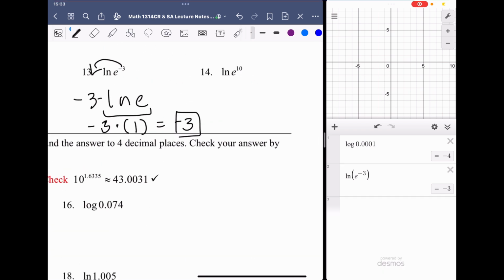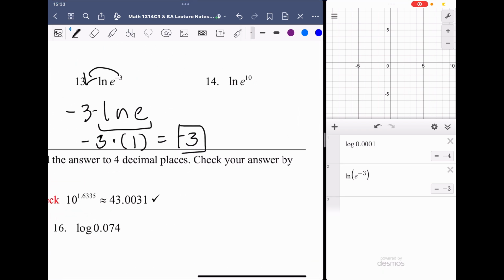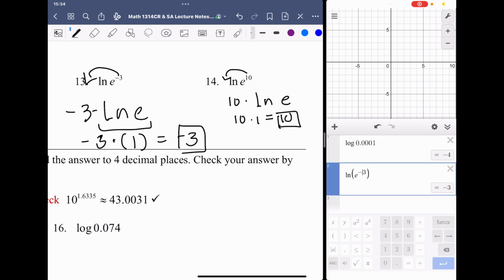And then we have the ln of e to the 10. This exponent goes in front, so it's 10 times ln of e, so 10 times 1 equals 10. So we do that one more time. Instead of the negative 3, we're going to use 10. That's what we get.